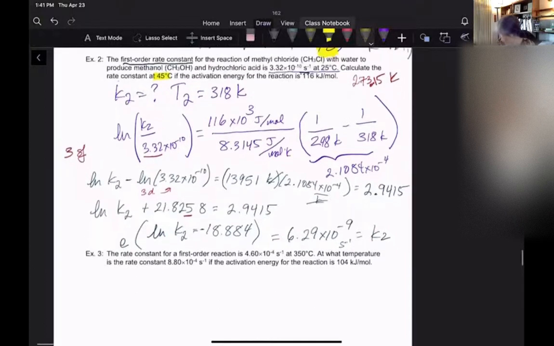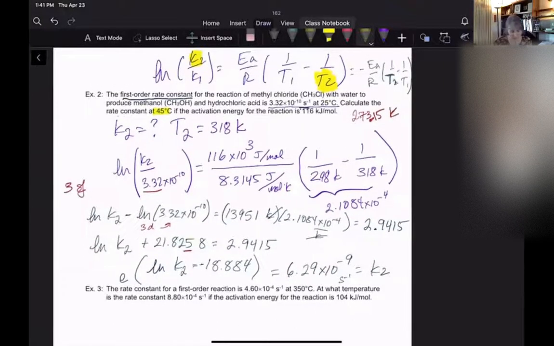All right, one more example. Oh, we got to find out the temperature for this one. Oh boy. Yeah, so this is really just algebra this way and that way.